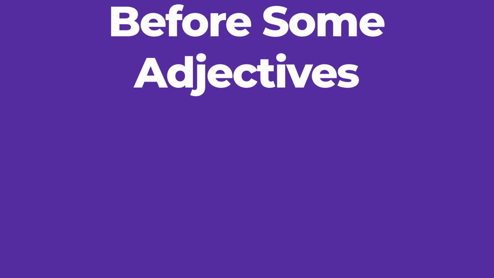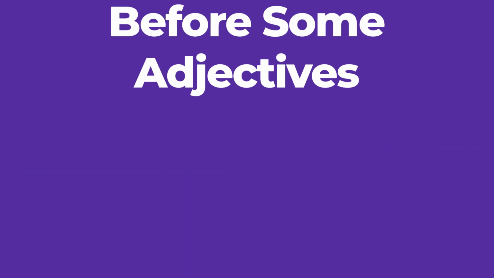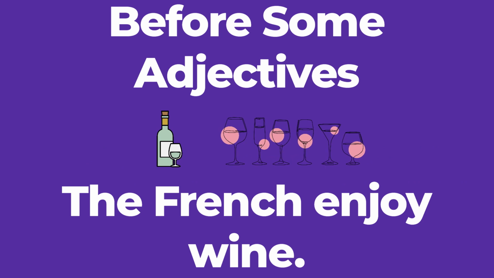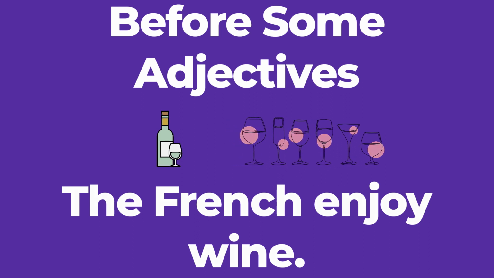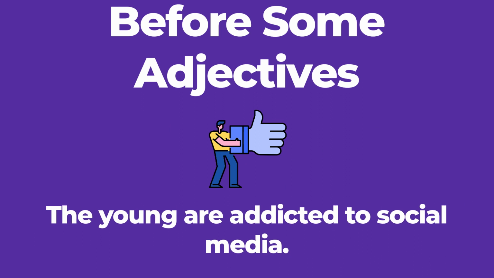Before some adjectives. To generalize a group of people, usually when the adjective is a non-gradable adjective, like elderly, rich, or poor. The French enjoy wine. The young are addicted to social media.